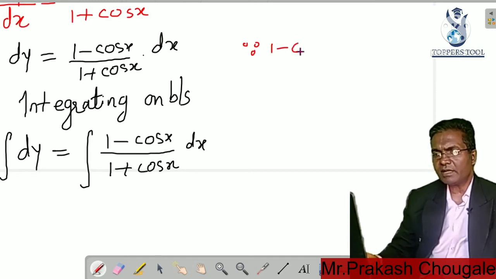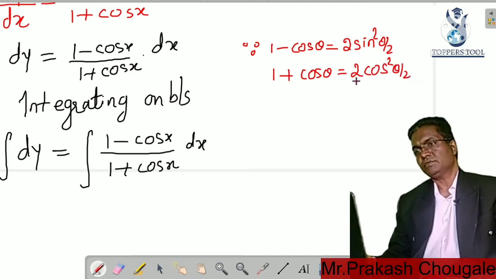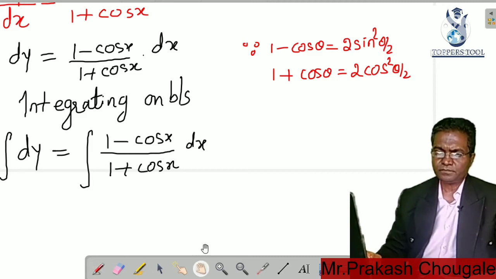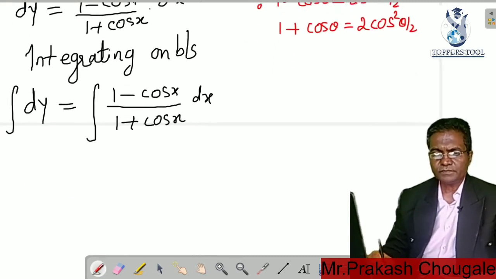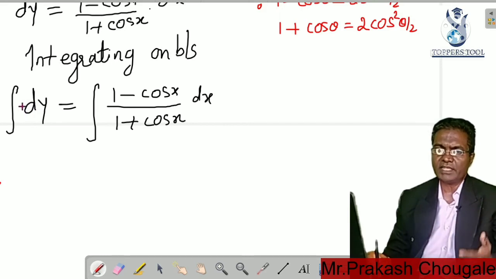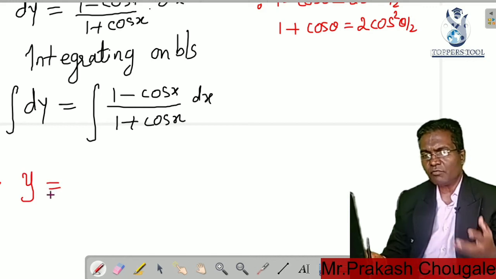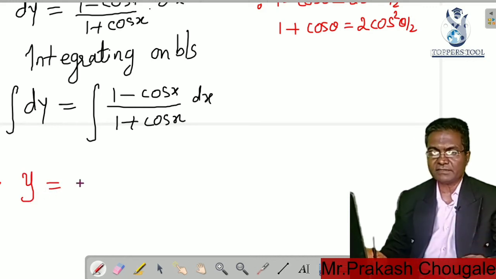I mentioned already 1 minus cos theta can be written as 2 sine square theta by 2 and 1 plus cos theta is equal to 2 cos square theta by 2. You have to remember, very important. So this side integration of dy, integration of 1 with respect to dy is y. Okay, because integration of 1 is x if it is with respect to x.